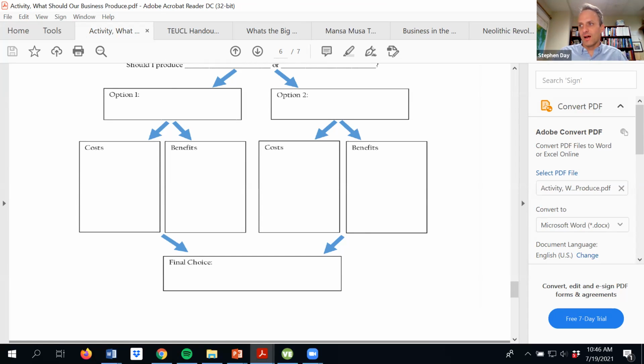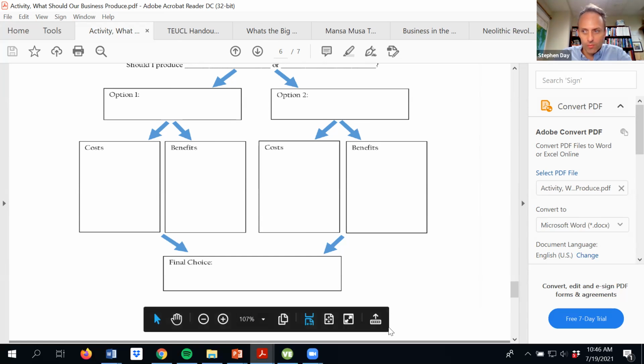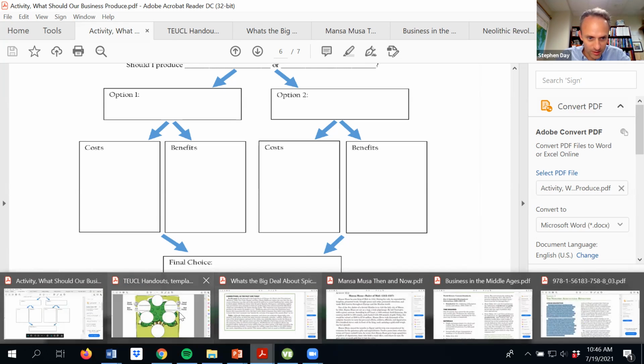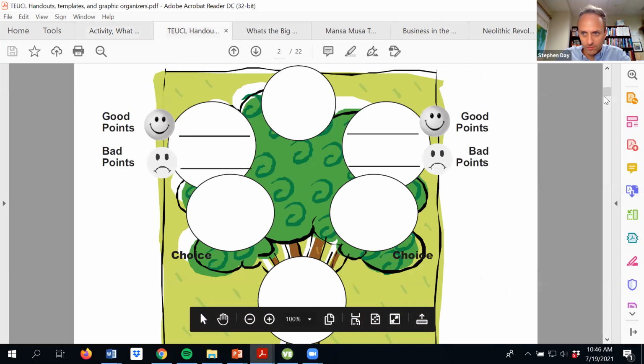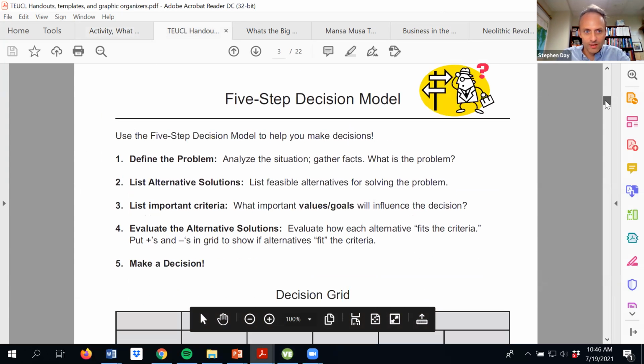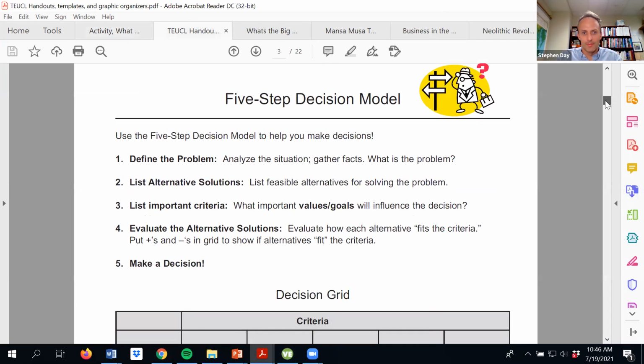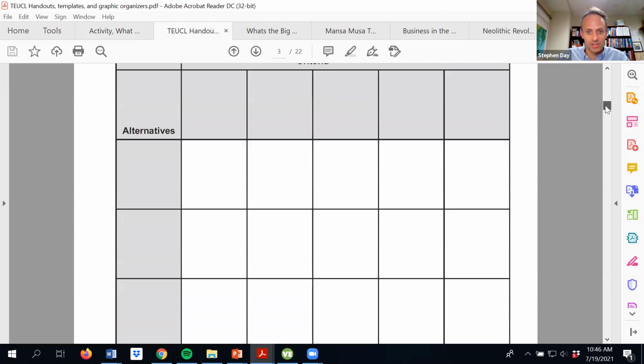Okay, the last decision-making model you could possibly make could be a PACE diagram. So PACE is actually the next page here, where you define the problem, P, list alternatives, A, list criteria, C, evaluate the solutions, E, and make a decision. And it just looks like this.